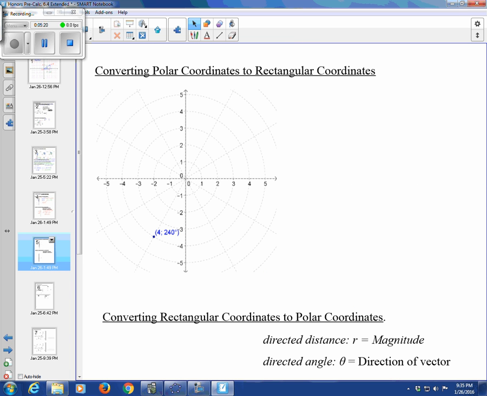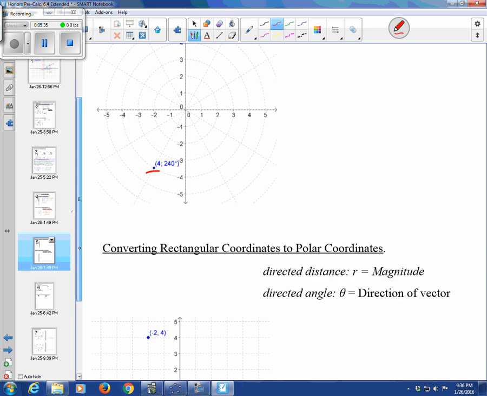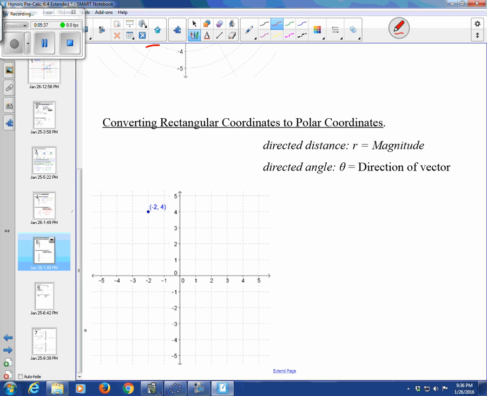We want to convert this point defined by the polar coordinates 4 and 240 degrees to rectangular coordinates. We're going to determine the rectangular coordinates for our point. And we want to similarly find the polar coordinates that define this point that is defined by the rectangular coordinates -2, 4. All right, so we'll pause the video and give that a shot.